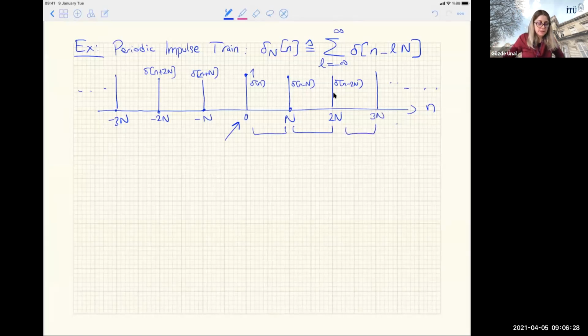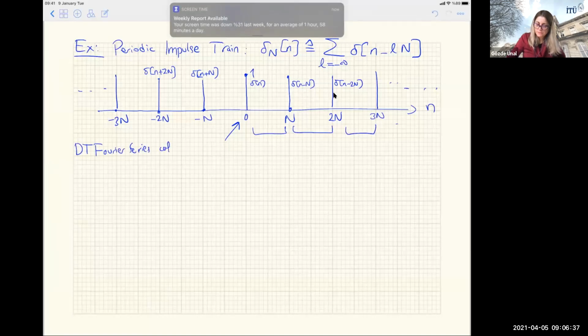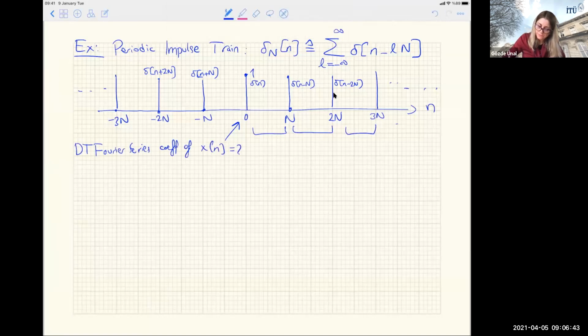So this is how it is defined. I'm asking you, what are the discrete time Fourier series coefficients of this signal? Fourier series coefficients of x of n, what are they? This is really relevant. I was going to give it as an example, but do you guys have a question?